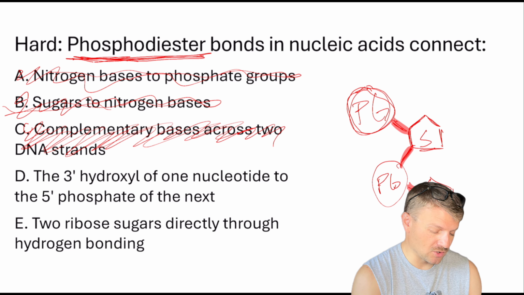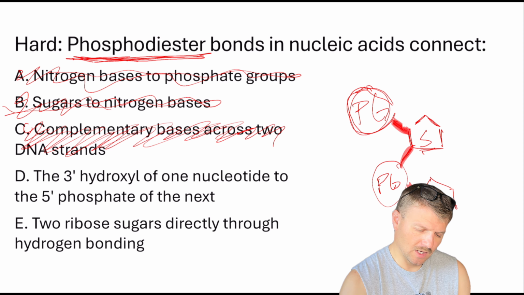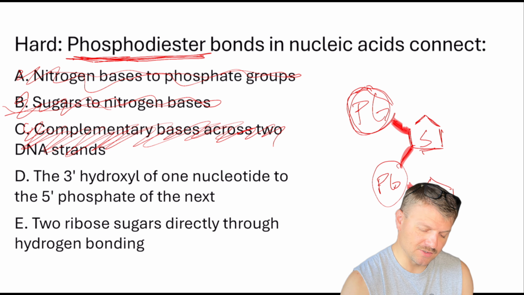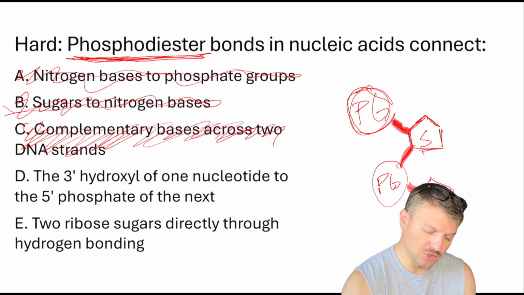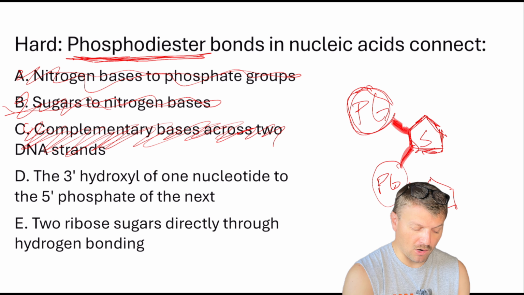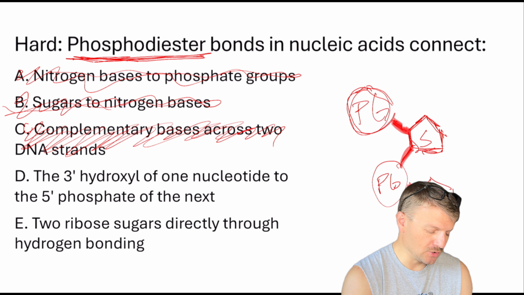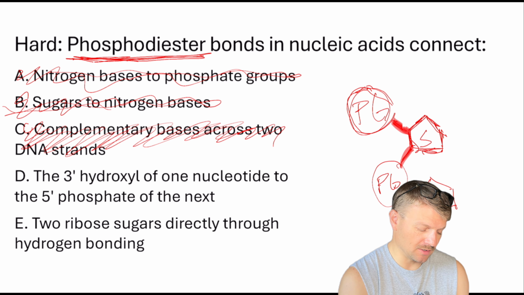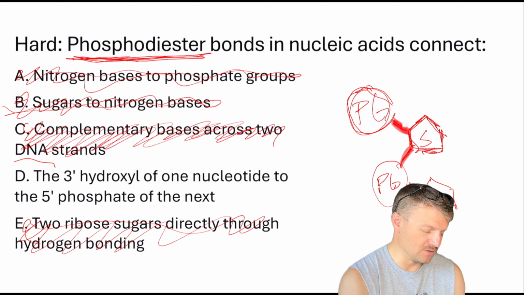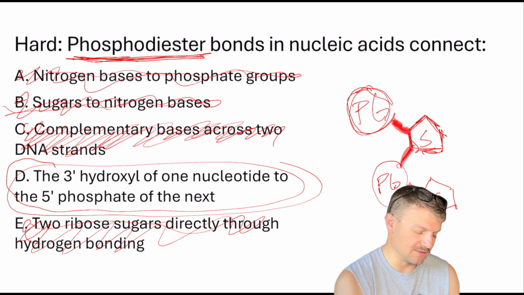The 3' hydroxyl of one nucleotide and the 5' phosphate of the next. So the 3' and 5' ends are going to denote where they're found on that sugar molecule, which means this probably is the answer. Let's look at E though. 2 ribose sugars directly through hydrogen bonding. Nope, that doesn't sound right. Doesn't mention anything that we've talked about. So D is the right answer, and it is correct.